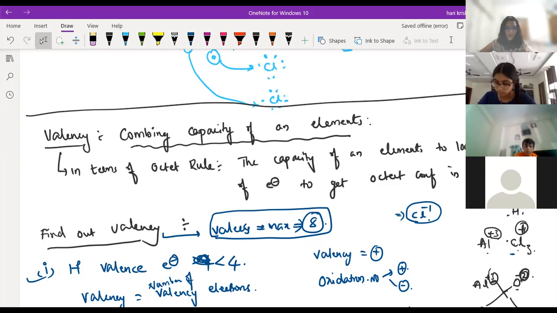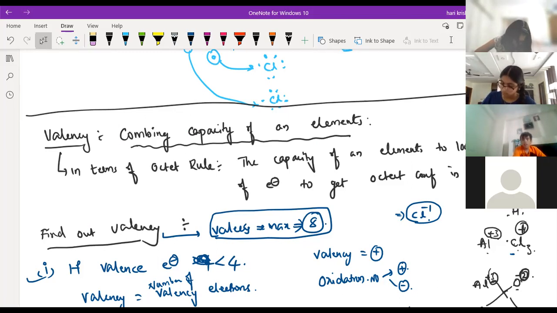Suppose if you take some element like aluminium, what is the valency of aluminium? Plus 3. Plus 3 means what? After losing the 3 electrons, the aluminium will get the nearest noble gas configuration of neon. Suppose chlorine is there. What is the valency? Minus 1. So if you gain the 1 electron, now it will get the nearest noble gas configuration, argon.